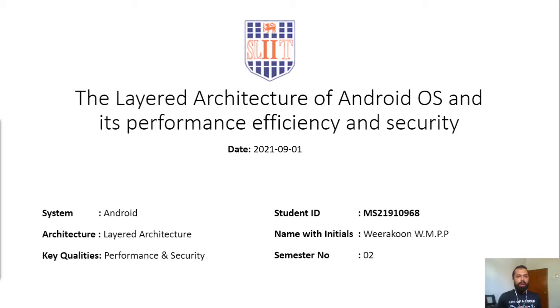Hi sir, from this demonstration I am going to demonstrate the layered architecture of Android OS, its performance, efficiency and the security.